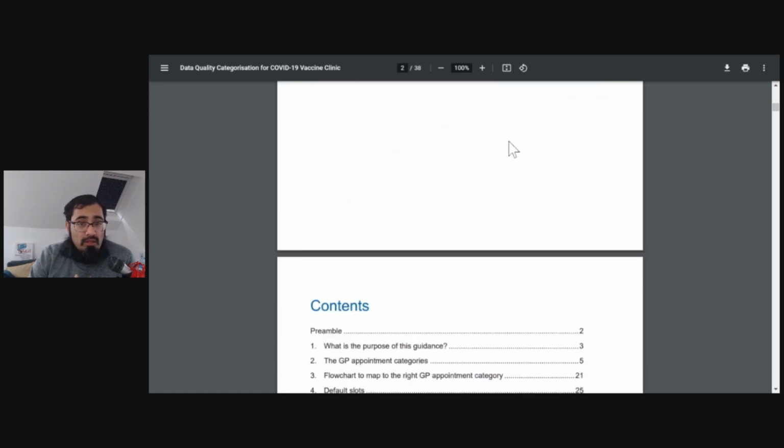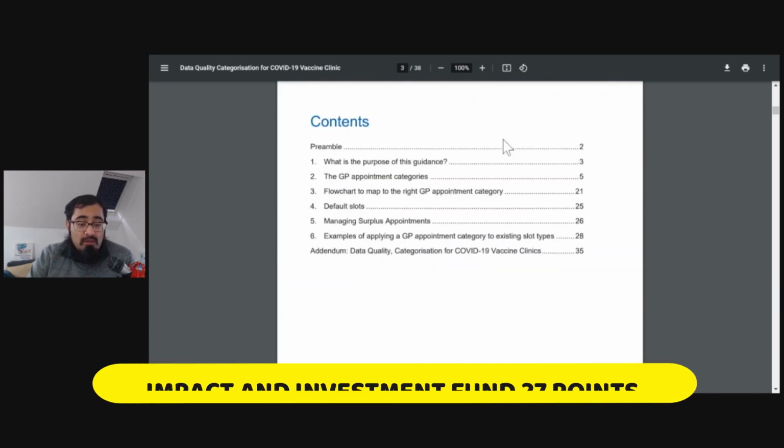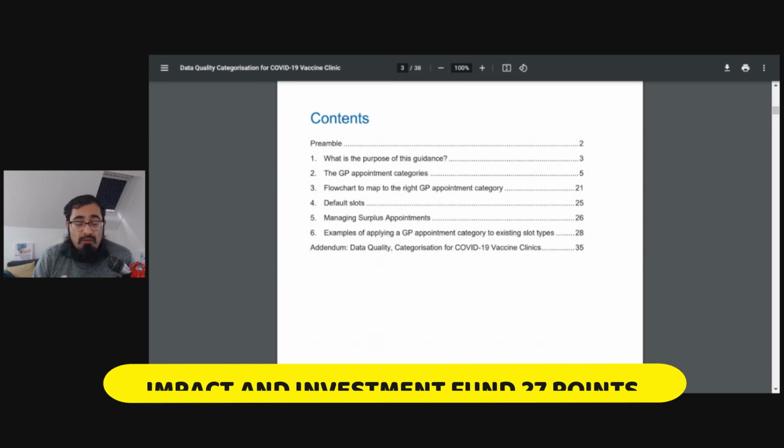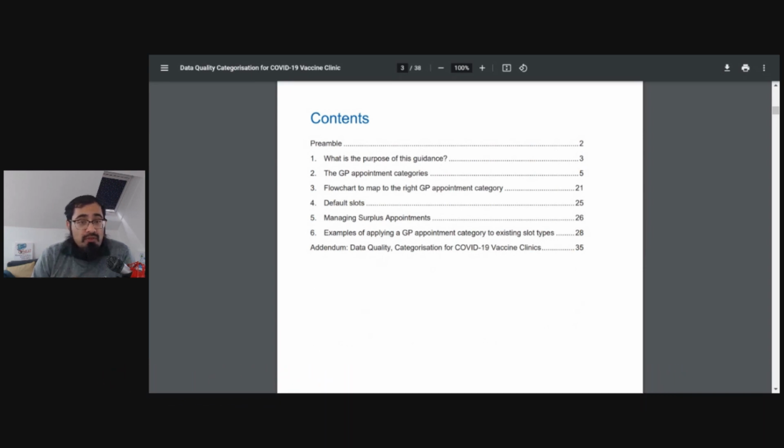The reason why it's included in the PCN DES in particular is, A, to try and encourage us to do it, but also it is linked with the IIF payments in terms of how we do this. So that's the Impact Investment Fund. There are 27 points, I believe, that are available for you if you use this particular thing. And you have to do this by the end of June to get those payments. It's a binary thing. You either do it or you don't. And if you do it, you get the payments. If you don't, you don't.